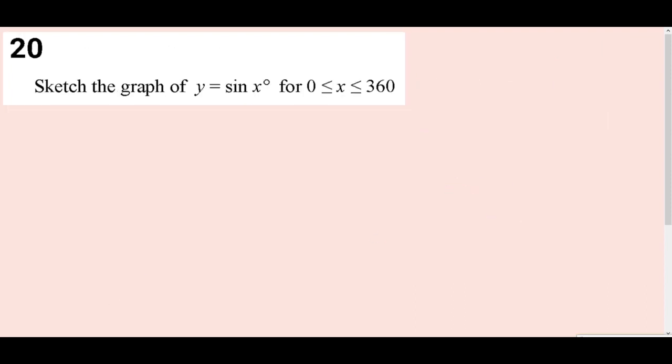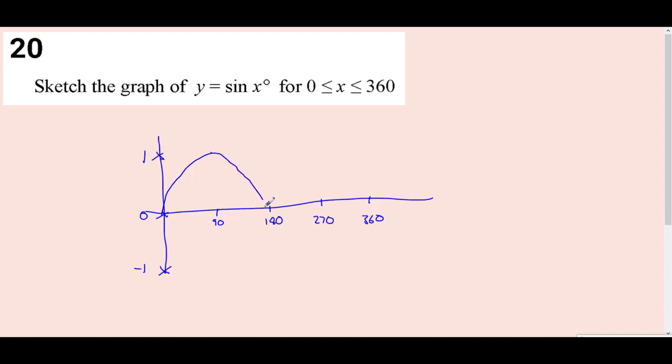And question 20, sketch the graph of y equals sine x for 0 is less than or equal to x, which is less than or equal to 360. So sine x crosses the y-axis at 0. So we've got 0 in the middle, we've got 1 at the top, 0 and negative 1. And then it will peak at 90, cross over again at 180, and then at 270, it will have a minimum, and at 360, it will be back to 0. And then our curve will loop around like this.